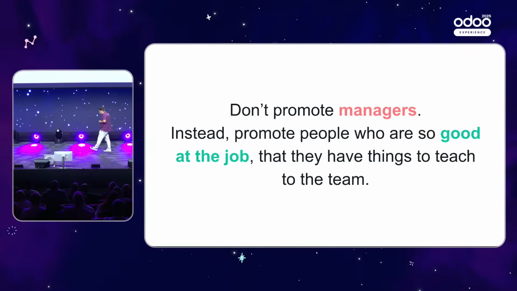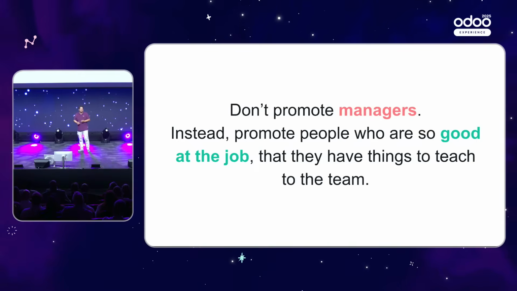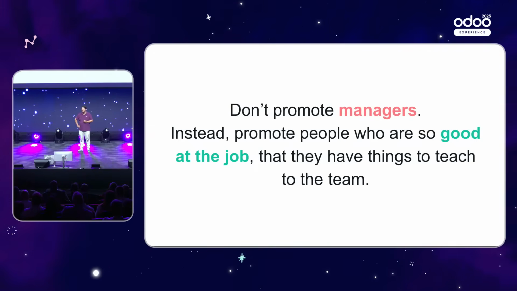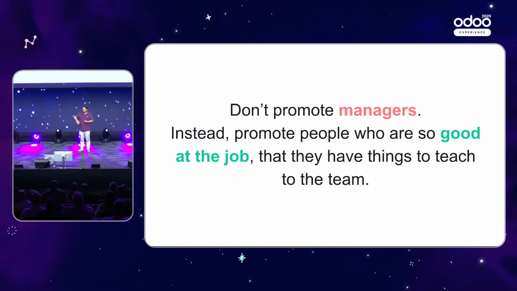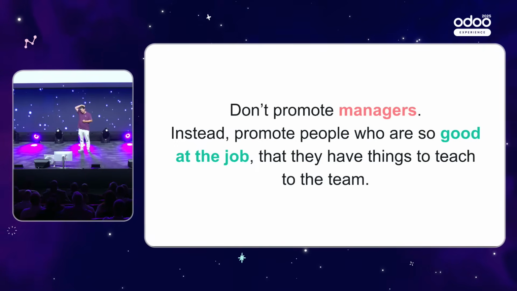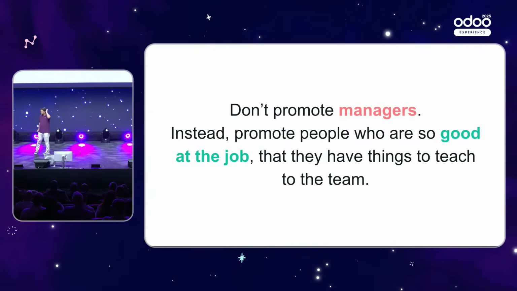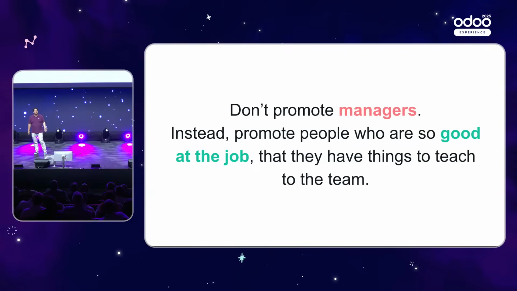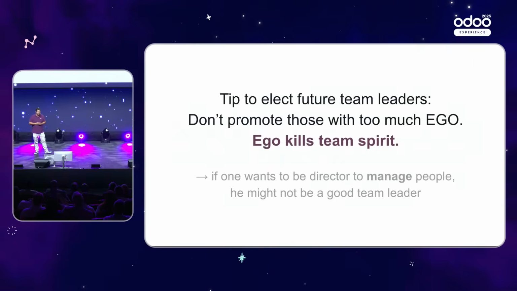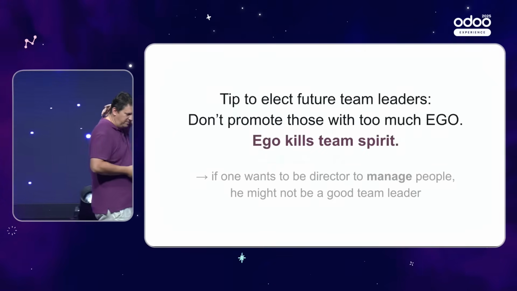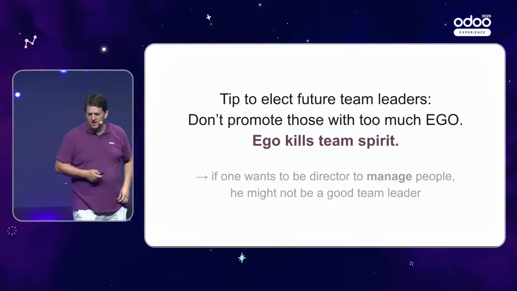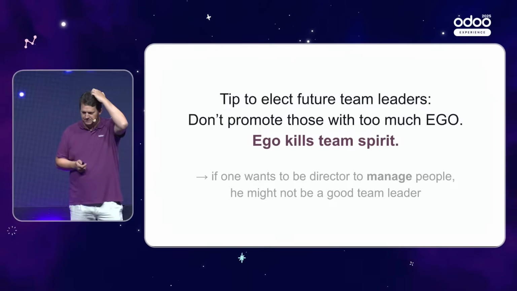So at Odoo, we only do internal promotion. We never ever recruit an external director. The only way to be a team leader or a director at Odoo is to start from the bottom, become the best, and be promoted internally. The only way. So every team leader you have seen, that's what they did. They started from the bottom, became the best of the team, so they grew that way, so that they can teach the team. Another tip is to try to avoid people who have too much ego. That kills team spirit.